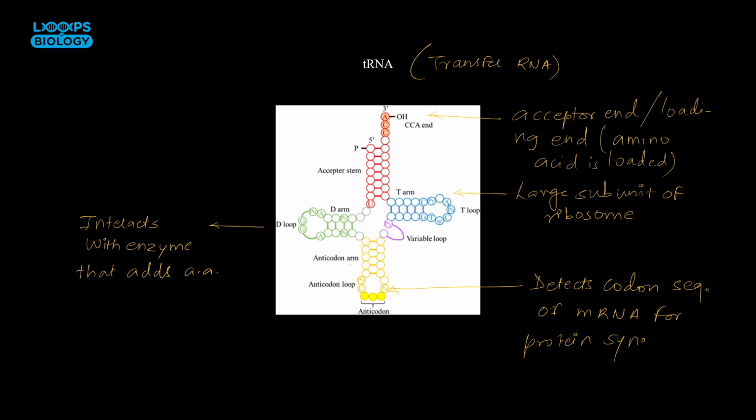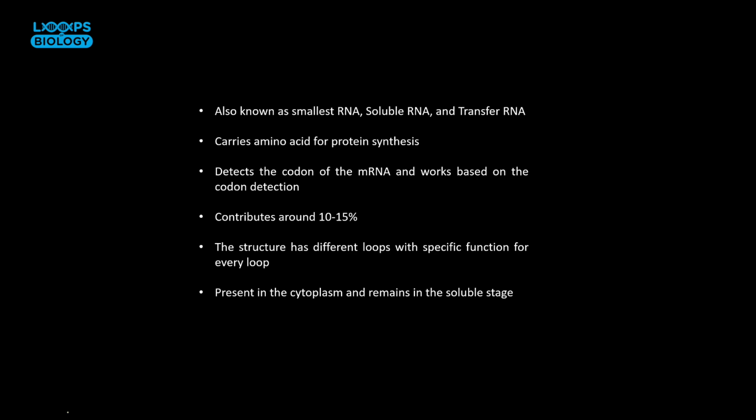All right. There is one more loop, the variable loop. Its function is not well understood, but scientists think that it helps in deciding the complete structure of tRNA, and this model is called the clover leaf model of tRNA, which explains all the interactions of the tRNA with the surrounding elements. Now, tRNA is the smallest RNA, it is soluble RNA and transfer RNA. All three names are for the tRNA itself.